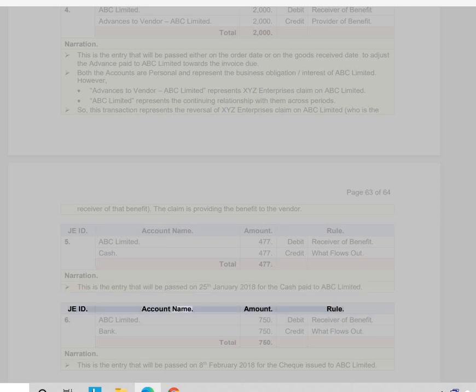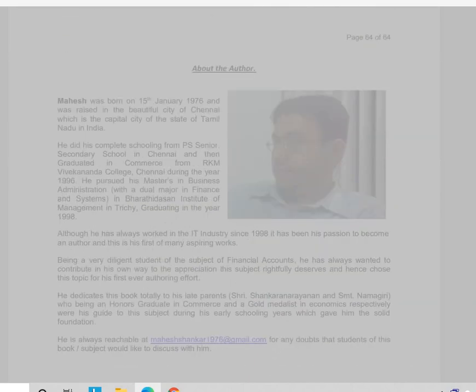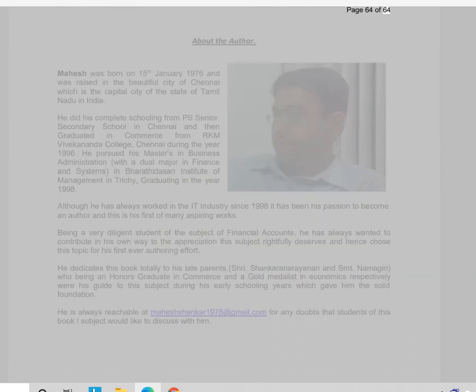JEID, account name, amount, rule. 6. ABC Limited, 750, debit receiver of benefit. Bank, 750, credit what flows out. Total 750. Narration. This is the entry that will be passed on February 8, 2018 for the check issued to ABC Limited.